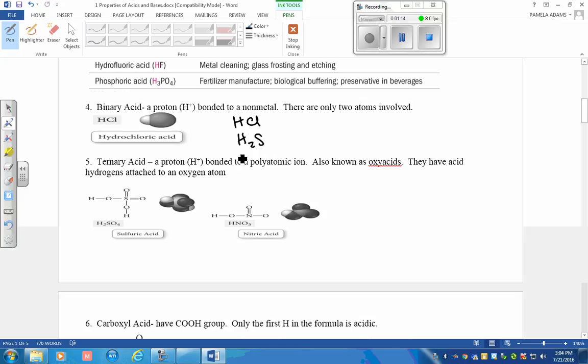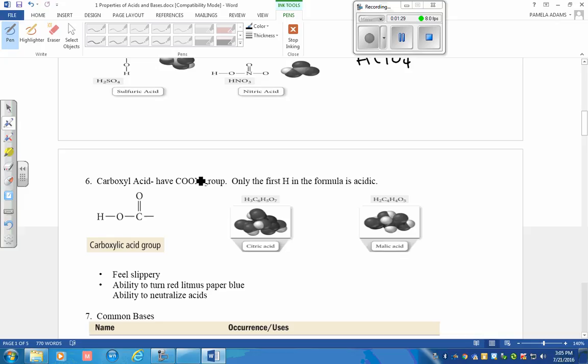A ternary acid is a proton bonded to a polyatomic ion. So this is a ternary acid. This is a ternary acid. A carboxyl acid has a COOH group in it. I'm sure you've heard of citric acid.